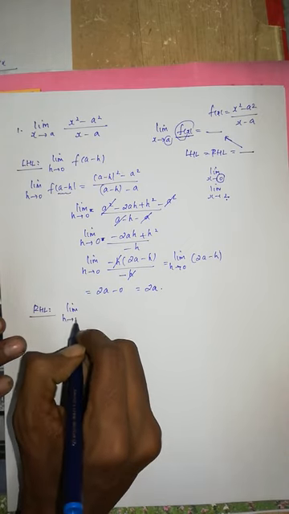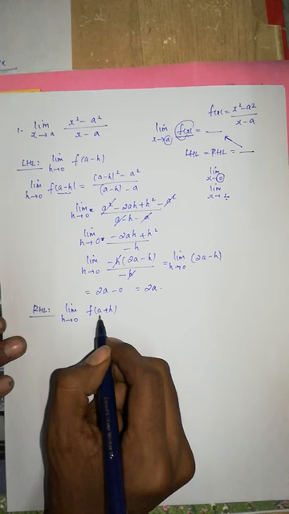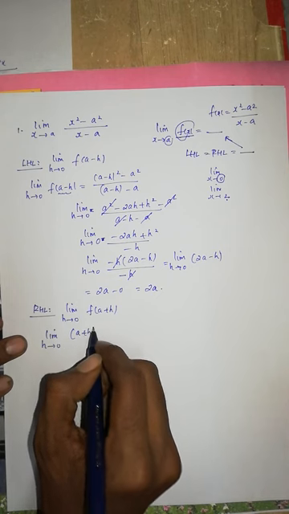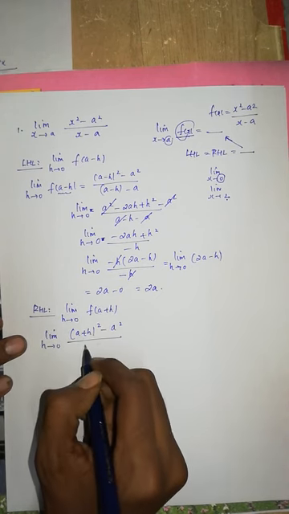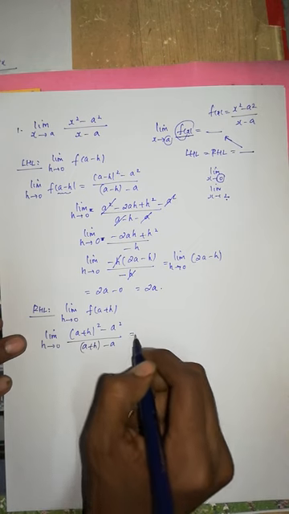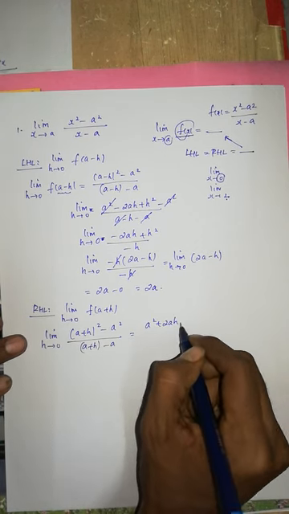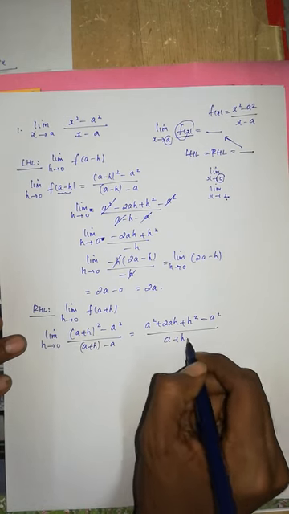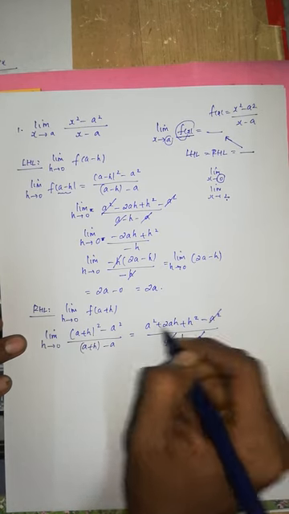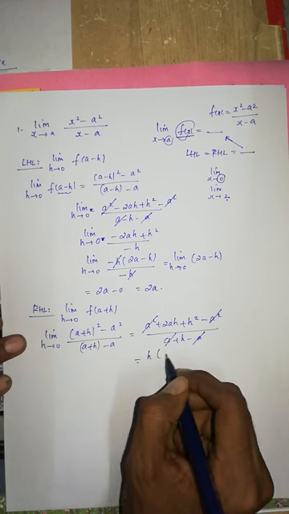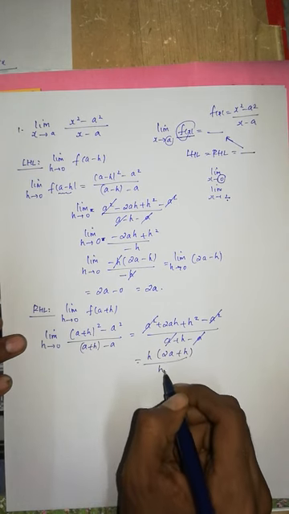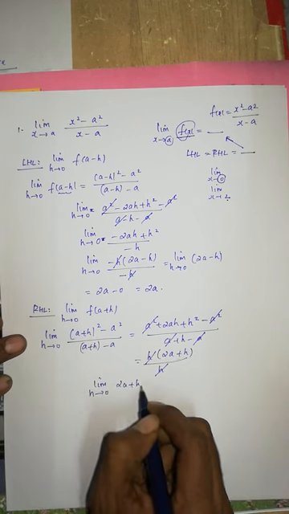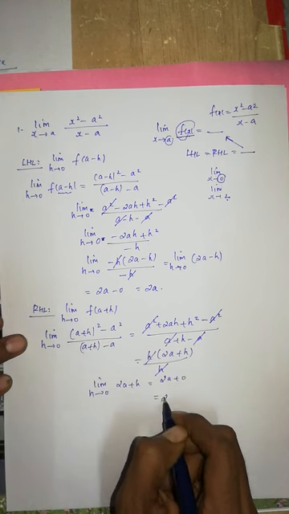So limit h tends to 0 f of a plus h. In place of x I need to substitute a plus h. So this will become limit h tends to 0 of a plus h whole square minus a square by a plus h minus a. This will be equal to a square plus 2ah plus h square, with h in place of b, minus a square by a plus h minus a. So this a square will get cancelled, and this a will get cancelled. If I take h common here, I have 2a plus h by h. So this h will get cancelled. Then the limit h tends to 0 of 2a plus h will become 2a plus 0, which is again 2a.